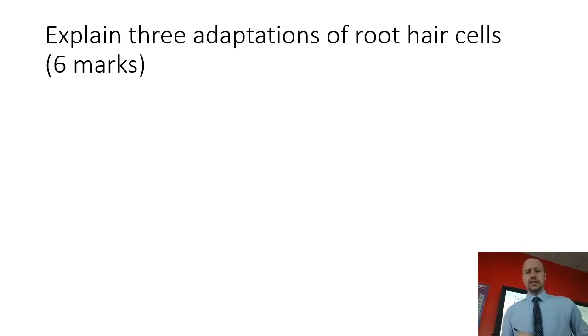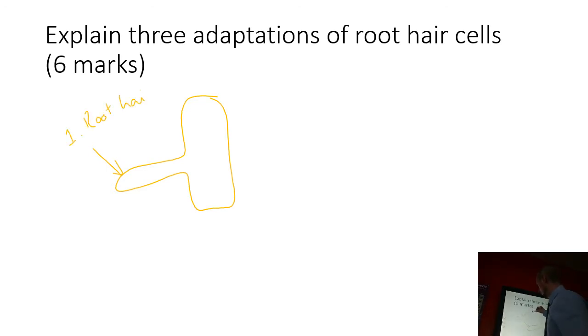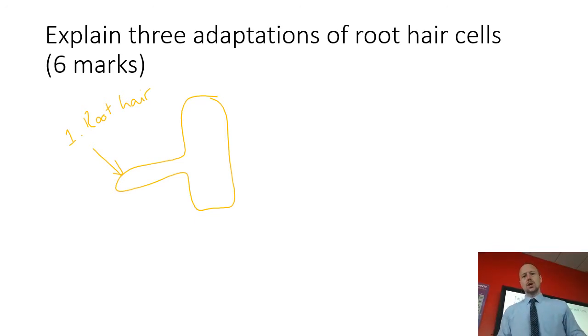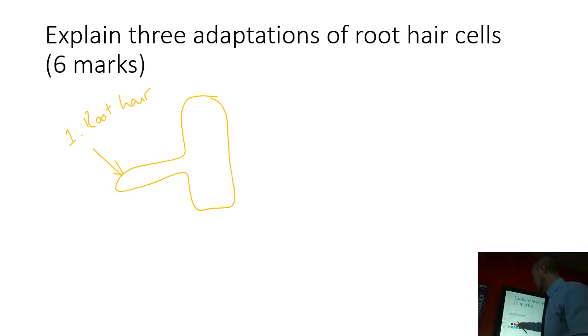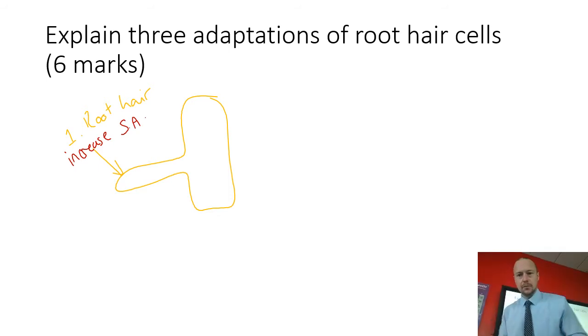Right, root hair cells. Can you think of 3 adaptations? Right, first one. They've got a root hair. Explain it though. So what's the point of it? Why do plants have a root hair? So you need to say it increases surface area. Why does it do that? So it can absorb more water and more nutrients from the soil. So that's adaptation 1.